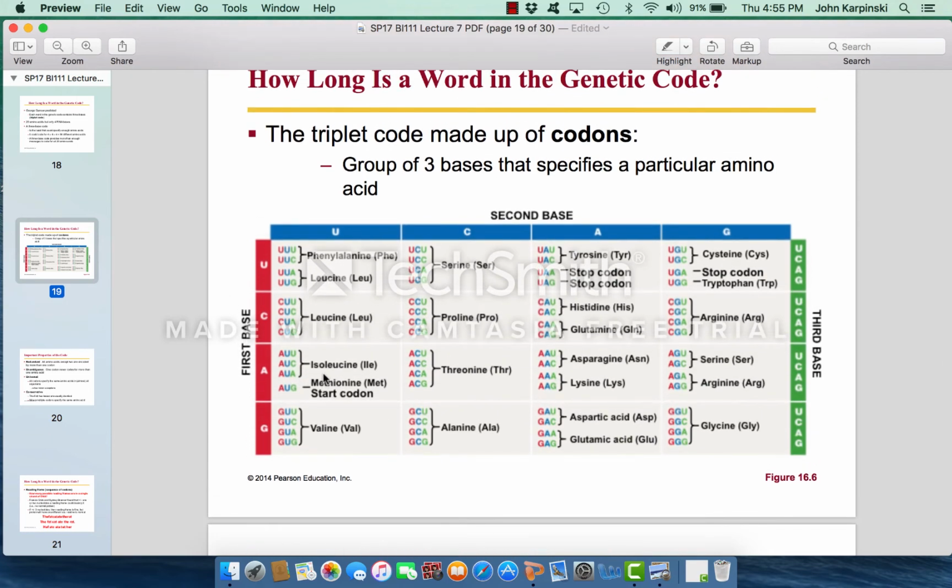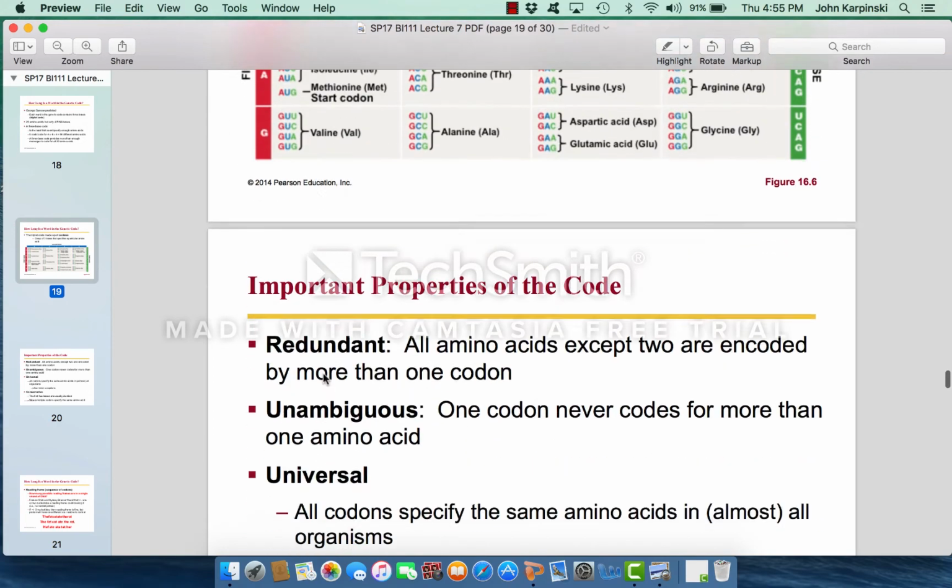Again, this lecture is just an introduction to central dogma and transcription and translation, but we're really going to get into detail in the next couple of lectures after the exam.